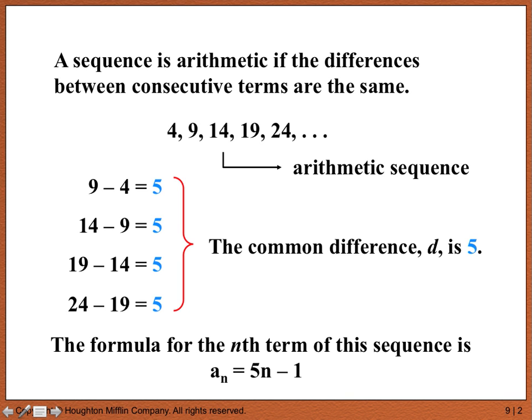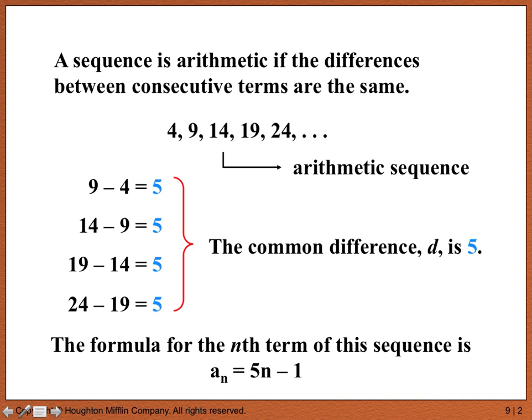Alright, well, when n equals 1, as is the case with this term, if I plug in 1 for n, I get 5 times 1 is 5 minus 1, and that's 4. And as I can see, 4 is the value of the first term. How about the second term? For the second term, n equals 2.